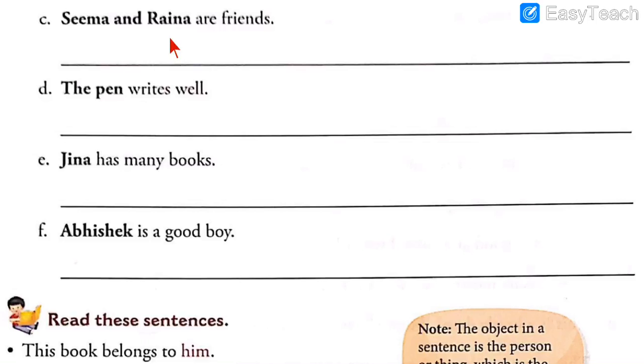Then Seema and Raina are friends. So it is more than one person. So again we had used they are friends. The pen, so pen is a non-living thing, an inanimate object. So we had used it writes well. Gina has many books. Gina is a girl. So we had written she has many books. Abhishek, instead of Abhishek, we had used the pronoun he is a good boy, like that.